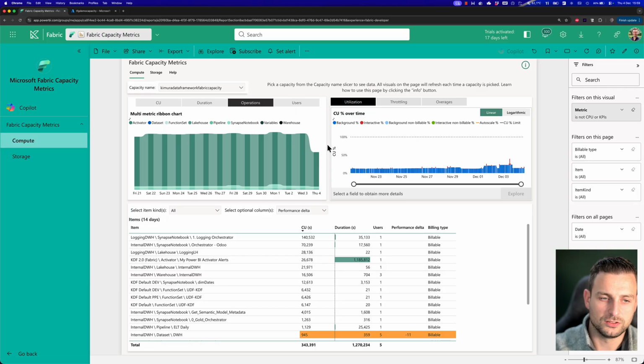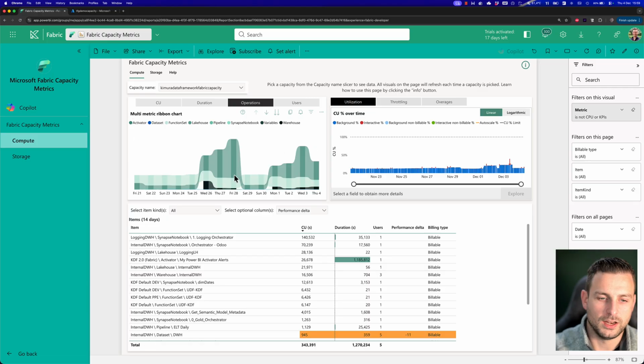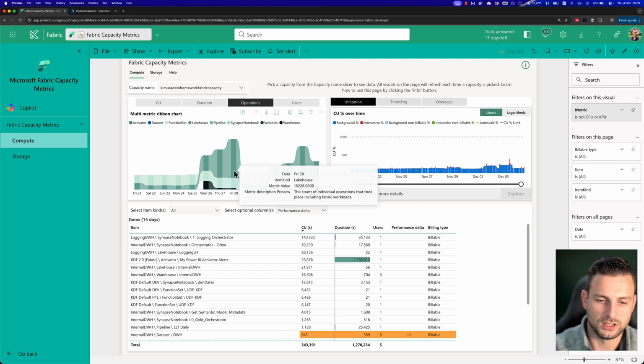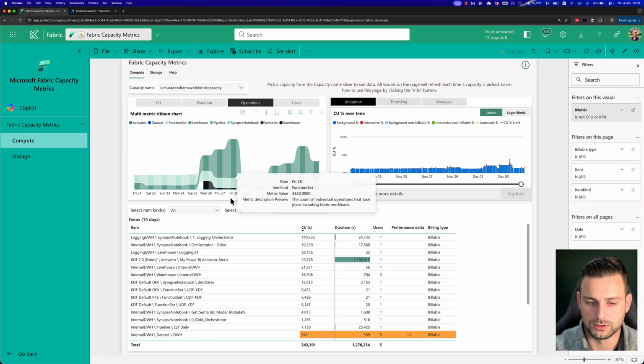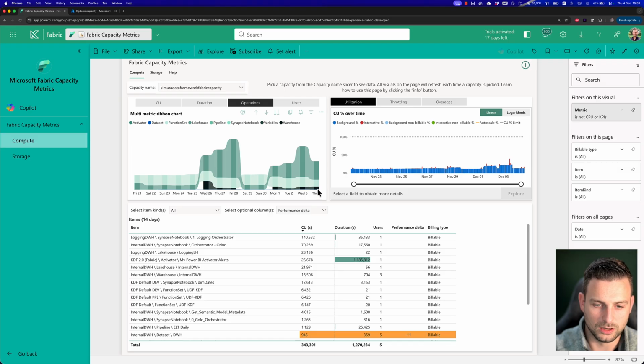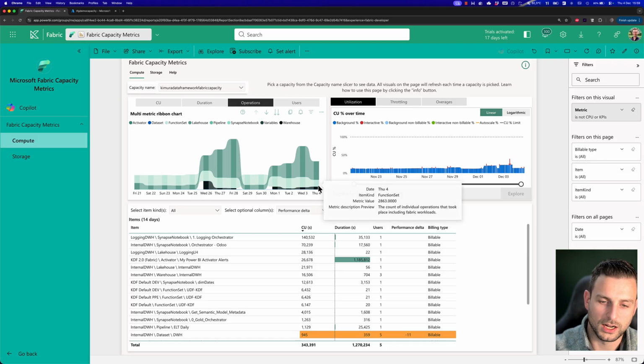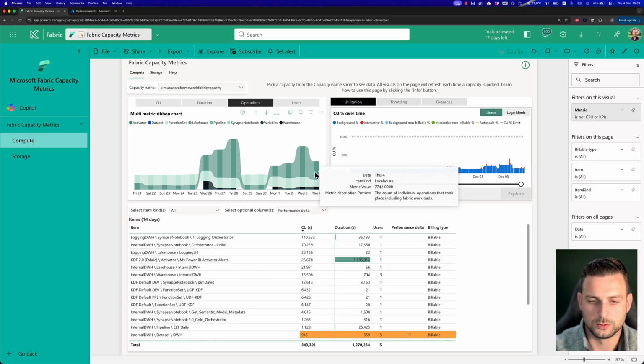Then we can figure out on the operations tab the next thing. And here we can see things like what is actually running, how many individual operations are taking place on these different Fabric workloads. So we can see that there's 16,000 hits on the Lakehouse on Friday 28th November. There were today 1162 hits on the warehouse. There were function sets that were being executed. There's Lakehouse operations and so on.